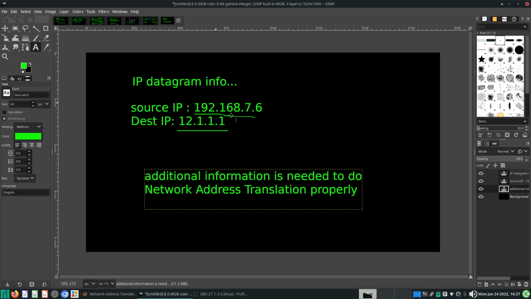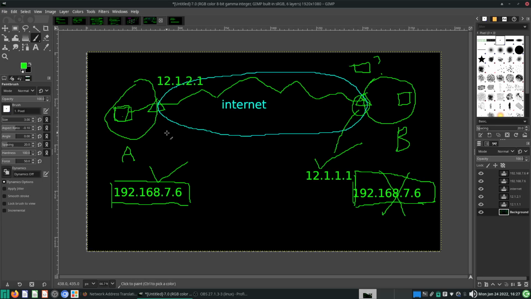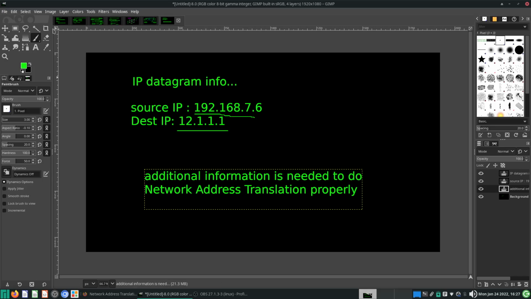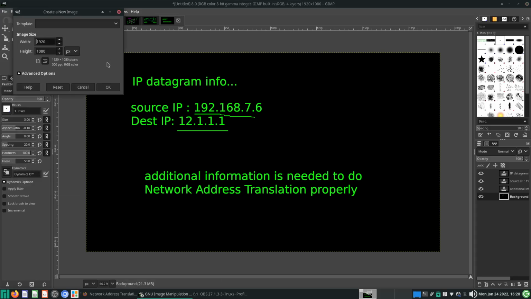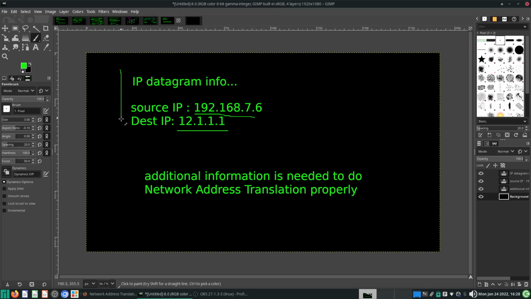Also, one more thing I forgot to say. There was one thing I was missing in that prior example. The source IP address will not always stay 192.168.76. I think I forgot to mention this. So let's do some correction. This is what the IP datagram looks like when it leaves your PC. It leaves your PC at 192.168.76 and goes to the router.